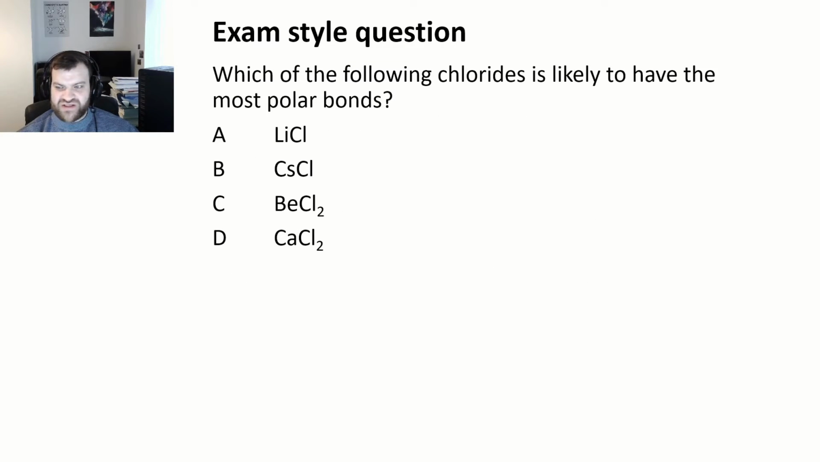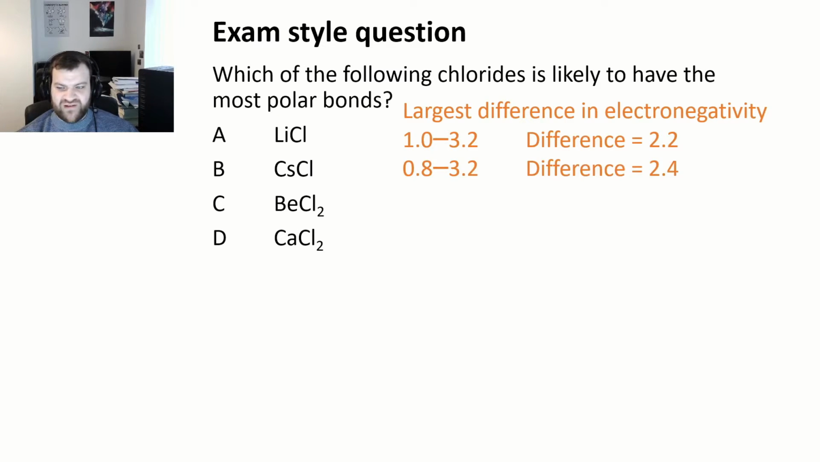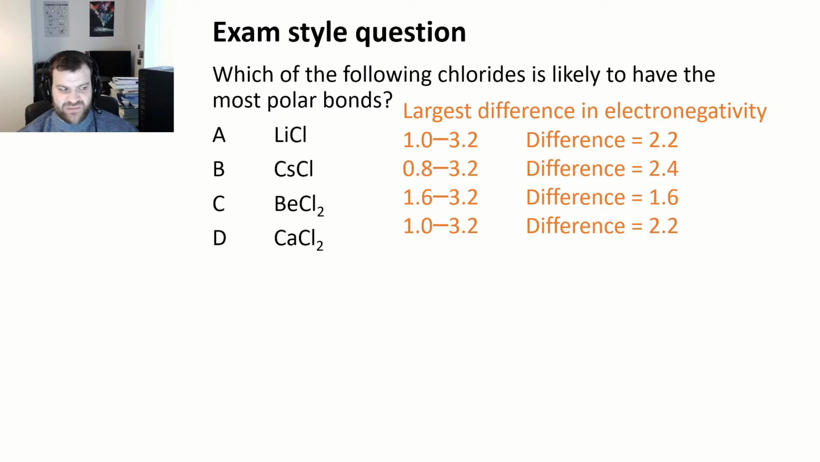This question wants us to find which of these has the most polar bonds. We're looking for the largest difference in electronegativity. Find the values of each of them. We look at our differences, and our cesium to chlorine bond has the highest electronegativity difference, therefore it will be our most polar bond.